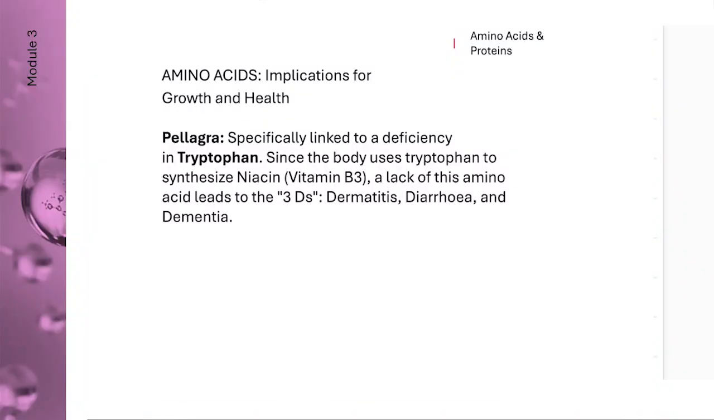Now, there is an amino acid that is connected to a disease called pellagra. Pellagra is a disease that happens due to the deficiency of niacin or vitamin B3, and its consequences are dermatitis, diarrhea, and dementia. It's a killer disease. Not so common these days, but used to be very common in the 1960s, 1970s.